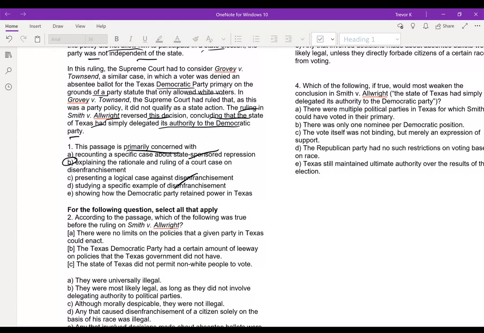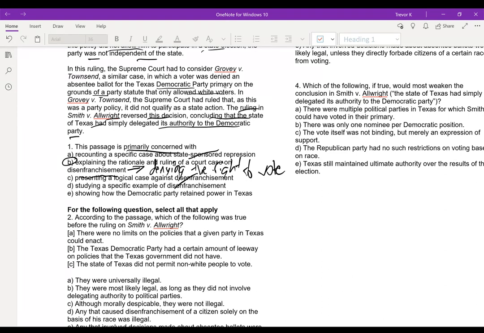No. By the way, disenfranchisement is a vocab word that you do need to know in case you don't. It's like denying the right to vote. So that is an important vocab word. All right. Studying a specific example of disenfranchisement. Nope, we are not studying a specific example of disenfranchisement.